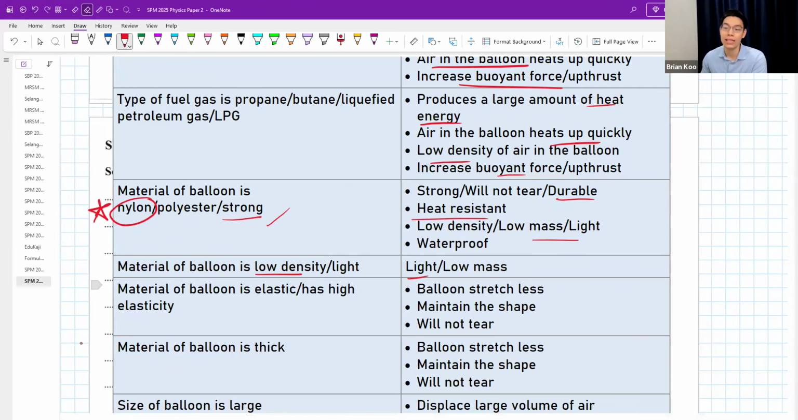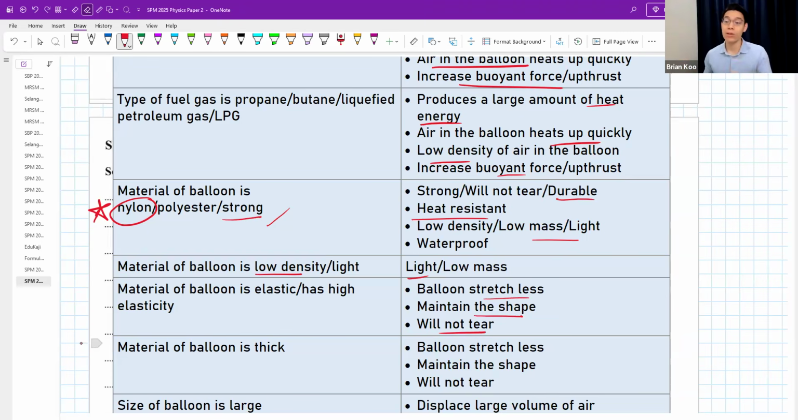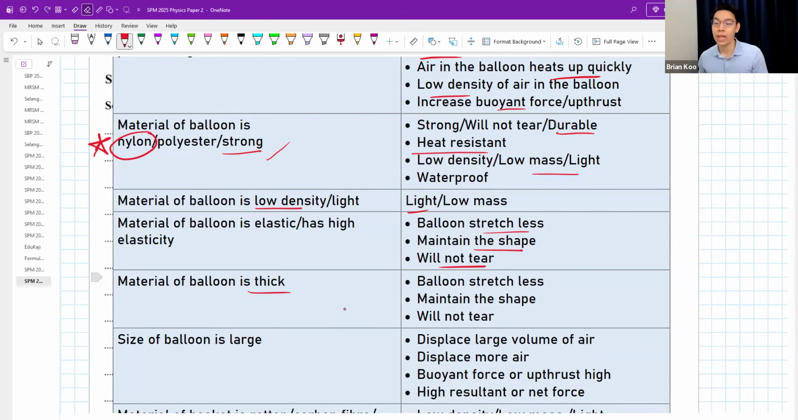Material of balloon is very elastic. Elastic meaning it's very hard to pull, and when you pull, it will go back to original shape and size very fast. The definition of elasticity is talking about the property of a material to go back to original shape and size when you remove a force. When you pull and then you remove the force, it can go back very fast. That's what very elastic means. Meaning it's so strong, so hard to pull, so it won't really stretch. It can maintain shape, very difficult to tear. Or just say, I want a thick balloon. Yeah, can maintain the shape, will not tear also.